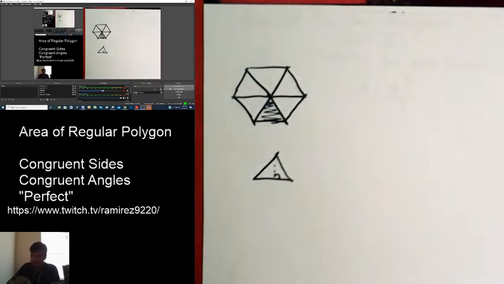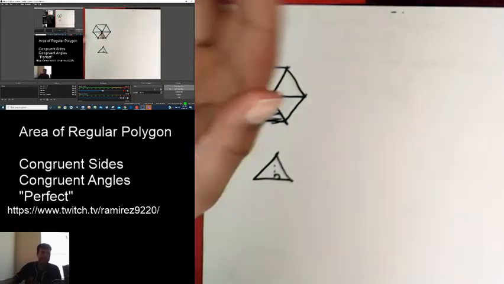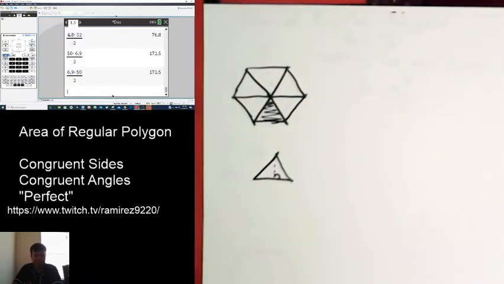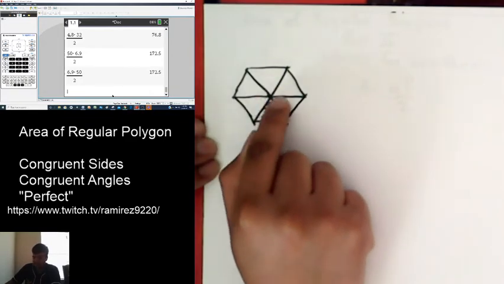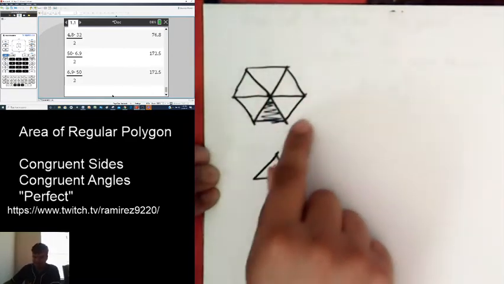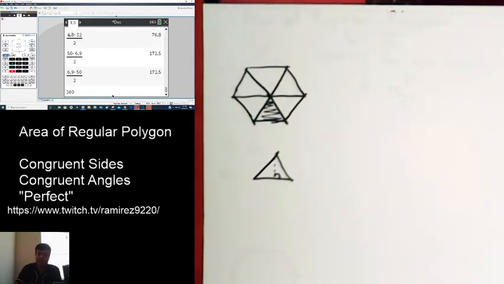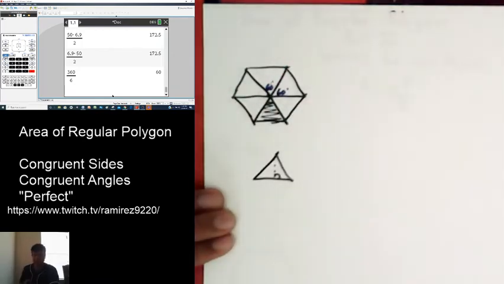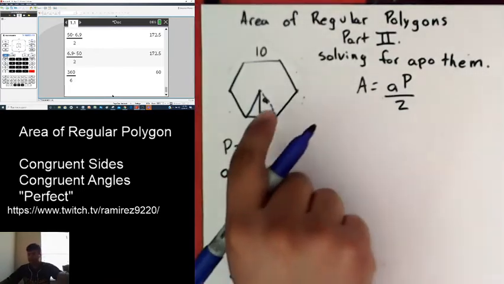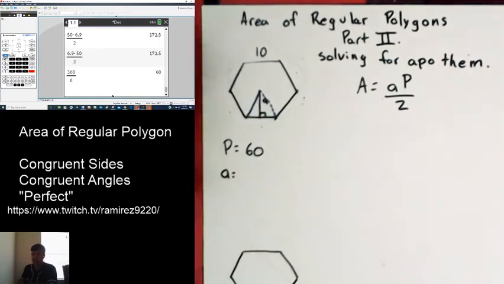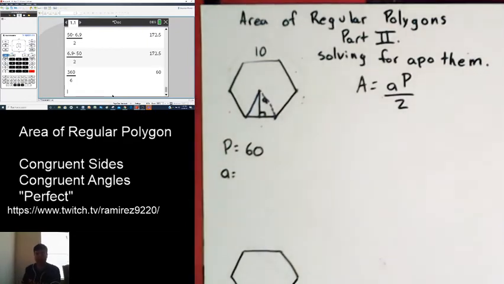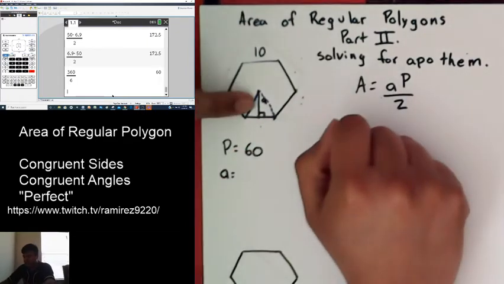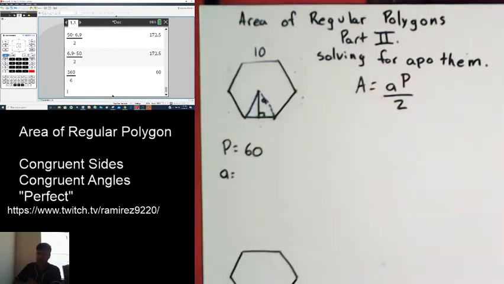Now, the angles around a point always add up to the same thing. They always add up to 360. So because I have 6 pieces here, I have 6 sides, I'm going to do 360 divided by 6. So 360 divided by 6 is 60. So I know that each angle here is 60 degrees. I know that the angle right here is 60 degrees. Now, my apothem is cutting it right down the middle. So the angle right here is actually 30 degrees.